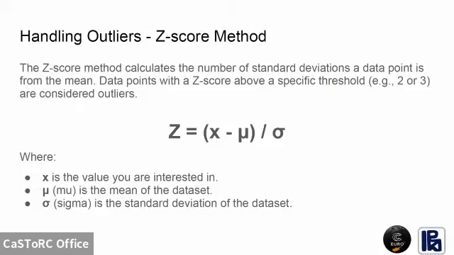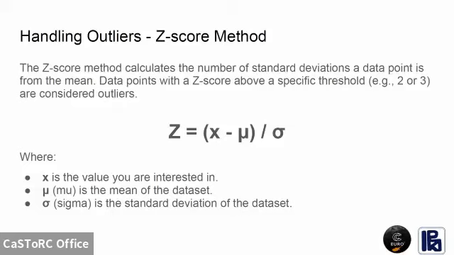The Z-score method is when you calculate the standard deviation of every data point in your data set from the mean. So for example, how many standard deviations a single point is away from the mean. Usually we consider an outlier if you have 2 or 3 sigma outside the mean. We're going to explain how you can do that.